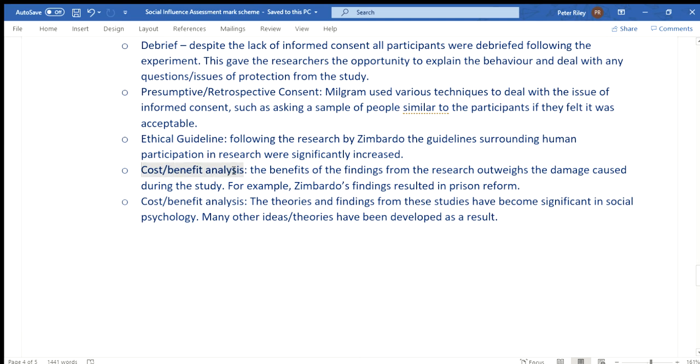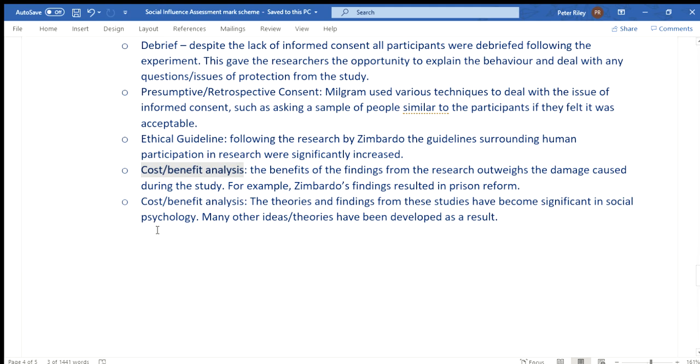And the final 2 points that you could refer to in your discussion is the cost-benefit analysis. So the benefit of the findings outweighs the damage caused by the study. So you could refer to Zimbardo's findings having resulted in prison reform. Or you could refer to Milgram's research explaining that, like what happened in the Second World War in Germany, the German civilians were normal people. There wasn't anything particularly evil or bad about Germans. They were just following orders as most normal people would do.